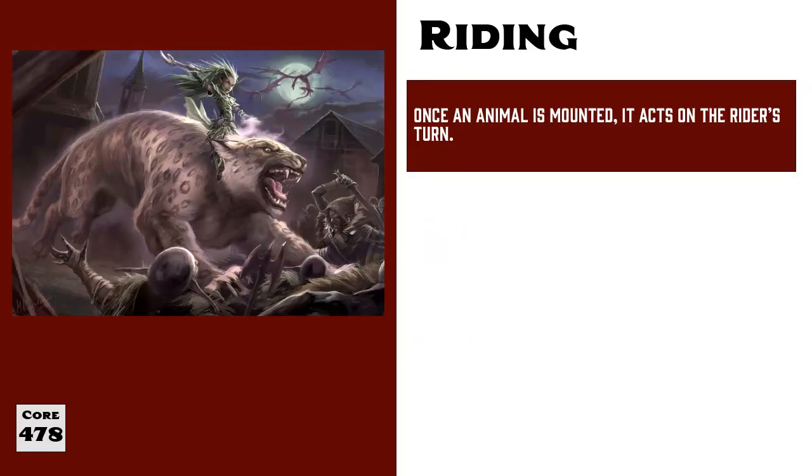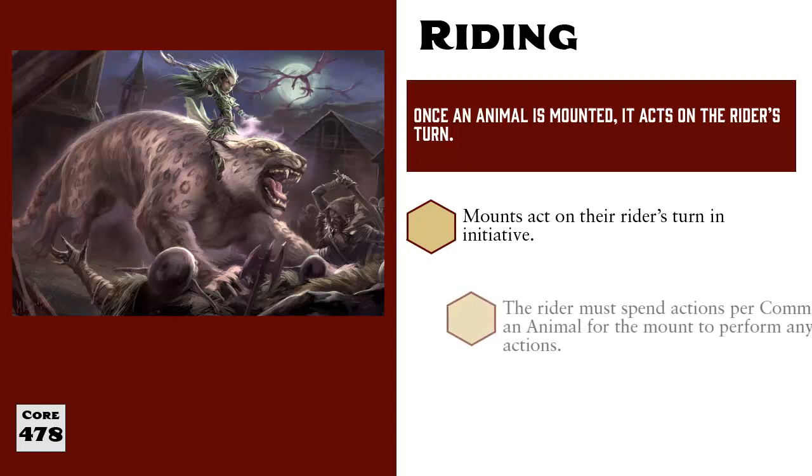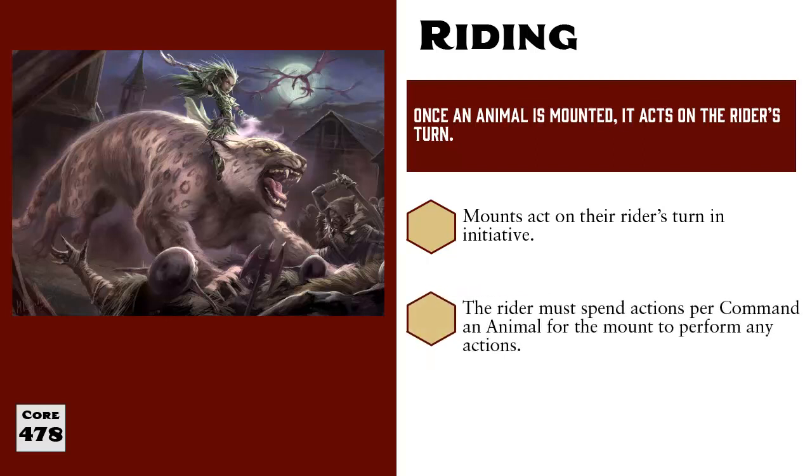Once you successfully mount a creature, it functions a little bit differently than regular animals. The first difference is that the mount acts on your initiative instead of on its own. You still have to spend your actions on Command an Animal to get the mount to do anything. You just don't have to wait for the mount to perform those actions. The mount does so immediately on your turn.